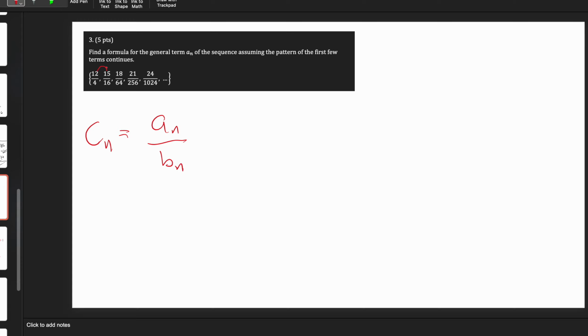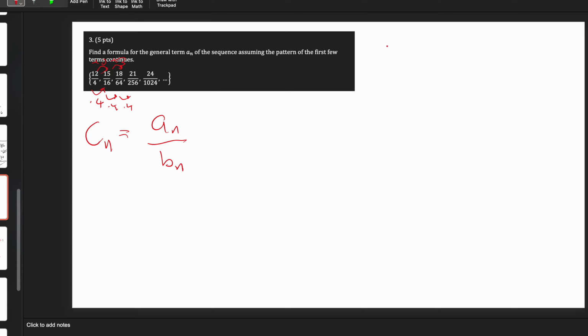So up here, you see we're adding by 3s. At the top, we're adding by 3. And on the bottom, we're multiplying by 4s each time. So this sequence is actually neither geometric nor arithmetic, but it's composed of an arithmetic over a geometric sequence.